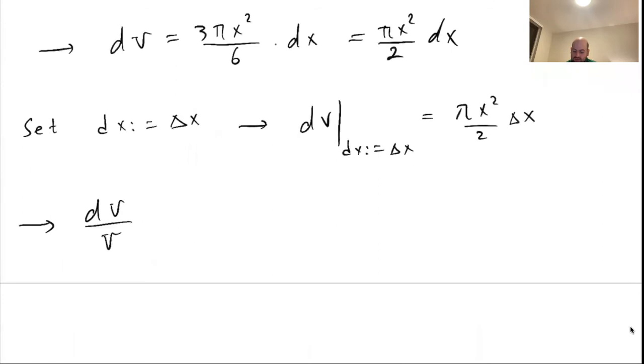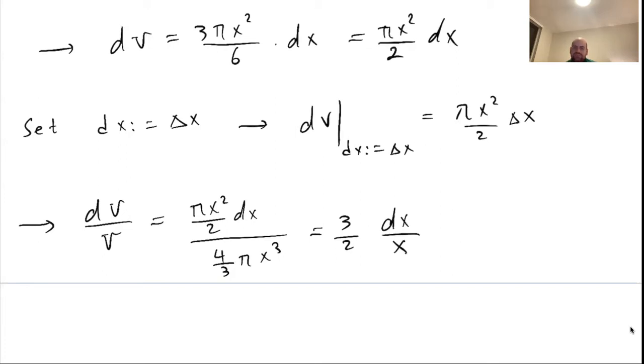Now, for dV over V, we just need to divide everything by V. So that's going to be pi x squared over 2 dx divided by V. V is pi over 6 x cubed. Now, pi cancels, so we'll get 3 over 2 dx over x. And so delta x over x, the right-hand side, there is delta x. And we already know the range for delta x over x. So we just need to multiply everything by 3/2, right?